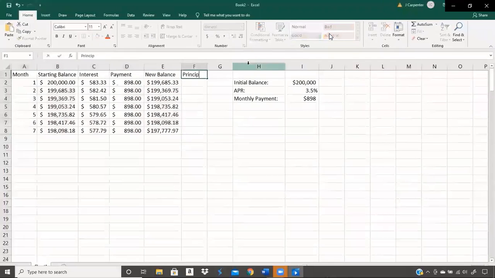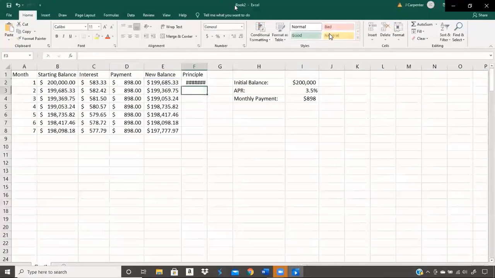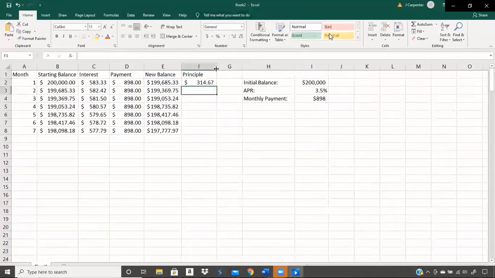Here, I'll show you what I mean. Principal, which is the amount of money you have in the house. That's just equal to the 200,000 minus the balance. So we paid $314 to ourselves essentially that first month. And then you could drag that down more if you wanted to.